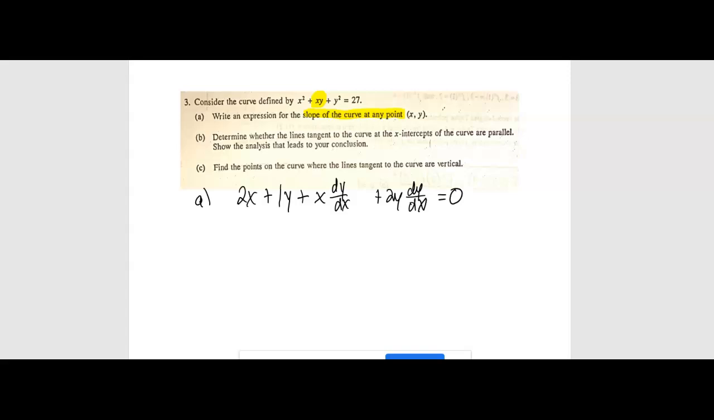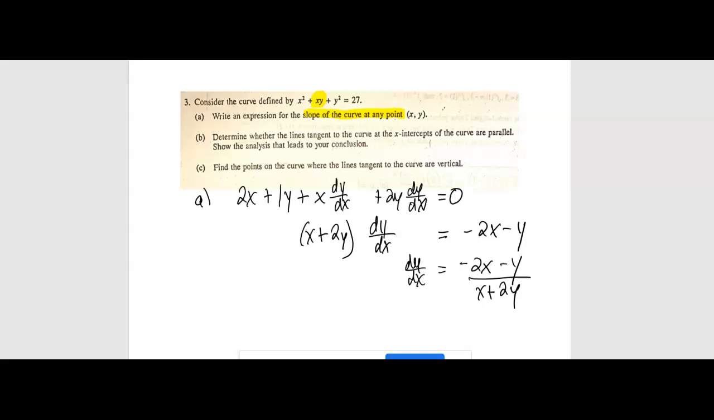If you got that, then it's just some simple algebra. We're trying to isolate the dy dx's. So we're going to take the 2x and the y and subtract it over. I'm also going to factor out the dy dx from the 2 terms that remain. So we get x plus 2y times dy dx. Divide that. And hopefully, after spending a few days on this, our 3rd day, we can get this answer. All right.